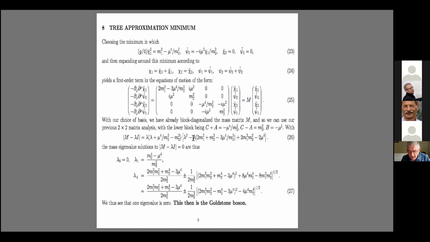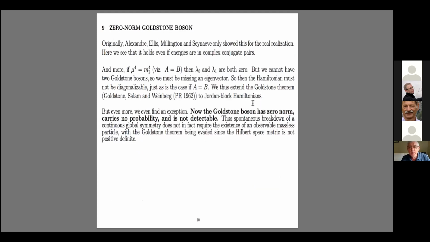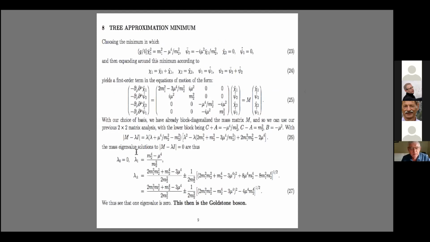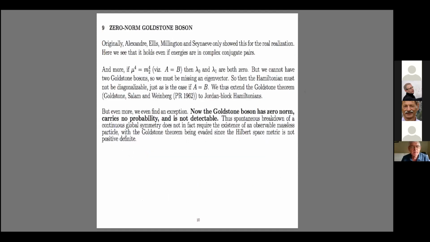And therefore we have, I believe for the first time, a proof that the Goldstone theorem still holds, even if we're in the complex conjugate pair realization. But now something very, very strange happens. Now let's look at mu to the 4 is m2 to the 4. Suppose we set mu to the 4 equal to m2 to the 4. Then lambda 1 also becomes 0.